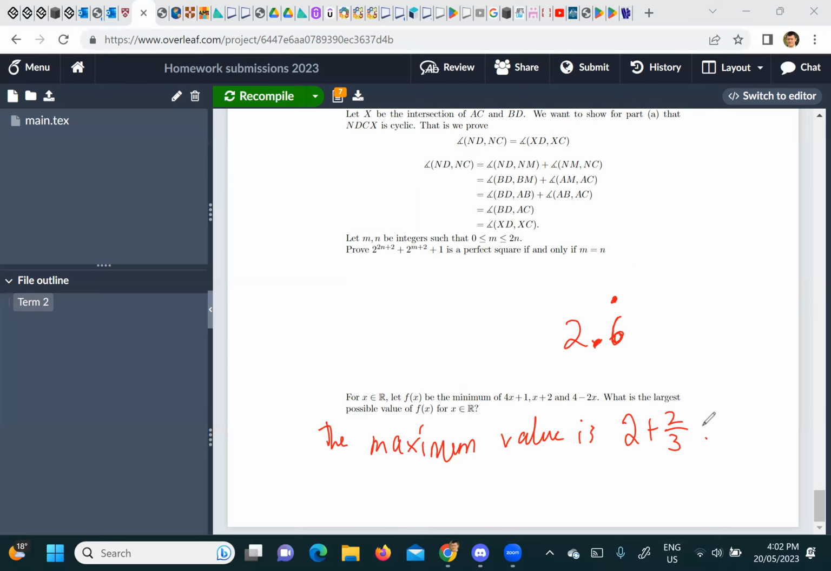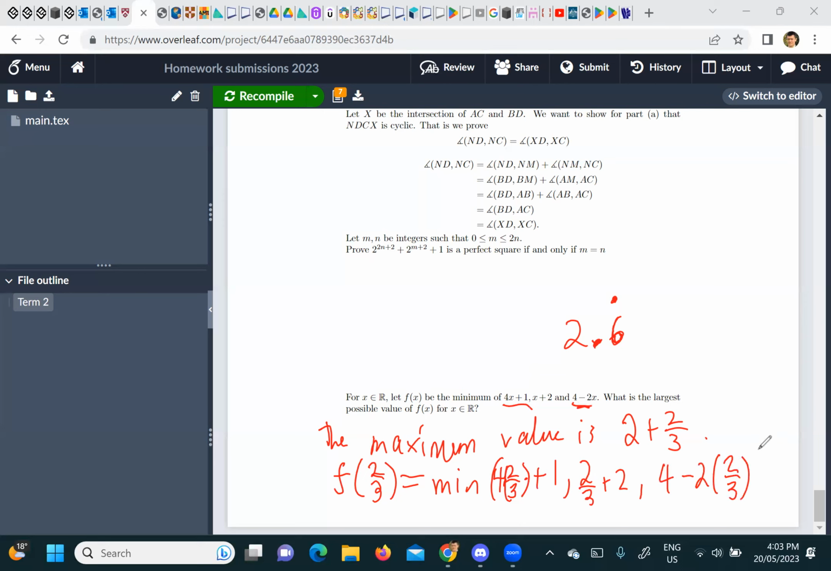So what would you do? Well, you want to show that it actually is a value. So in some sense, you're proving it exists at the same time. So you show that it can actually have the value, and then you prove that it can't have a bigger value. So the first step is very obvious. You do f of 2/3 equals the minimum of 2/3 times 4 plus 1, 2/3 plus 2, and 4 minus 2 times 2/3.